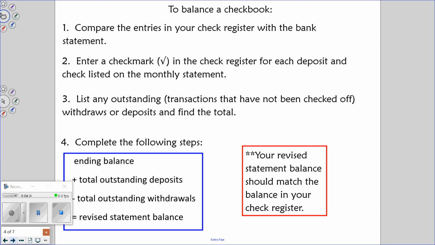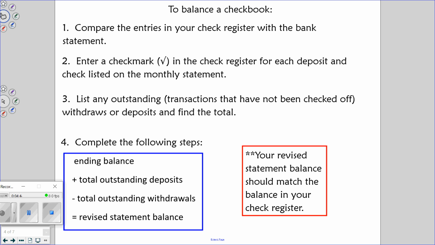So you will enter a check mark for each deposit and check listed on your statement. It's kind of like you're playing the matching game. Oh, got that one here, got that one there, right? Check, check, check, check, making sure they're all there. Then you'll look at any outstanding transactions that have not been marked off, withdrawals or deposits, and calculate their total, and I'll break that down for you. Okay? And then you're going to complete the following steps.